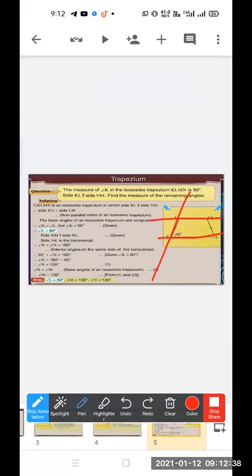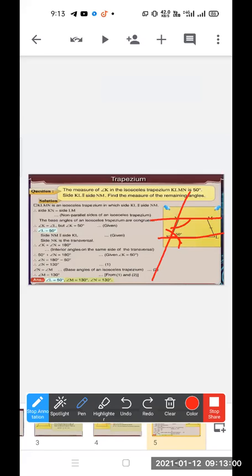So we have to find the remaining angle. Angle K is given as 50 degrees. So angle K plus angle N equals 180 degrees. What is the reason? They are the interior angles.